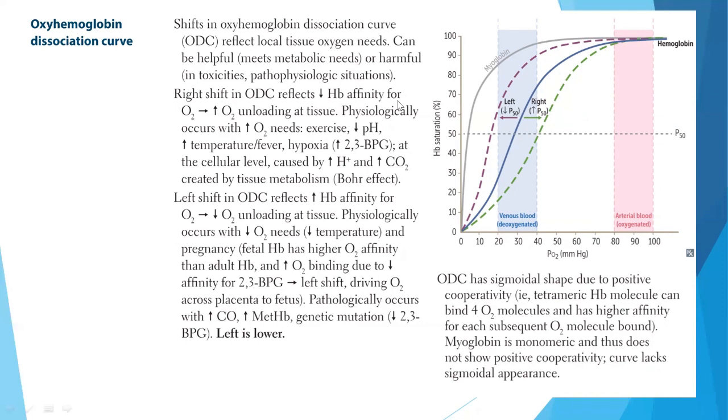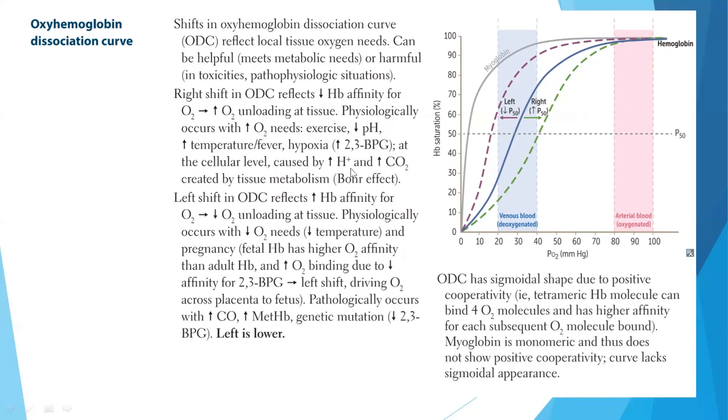affinity for oxygen, which means that there is increased oxygen unloading at the tissues. This means that if there is a shift of the curve towards the right, we can deliver more oxygen towards the tissues, which is what we want. Physiologically, it occurs in case of exercise, acidosis, fever, and hypoxia. Okay, so hypoxia creates 2,3 BPG at the cellular level.